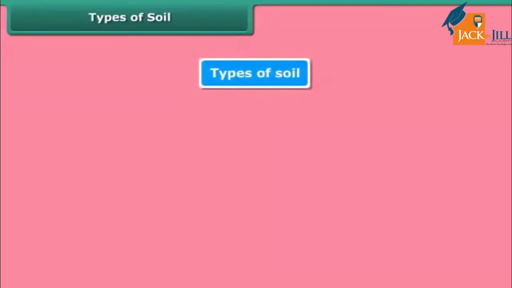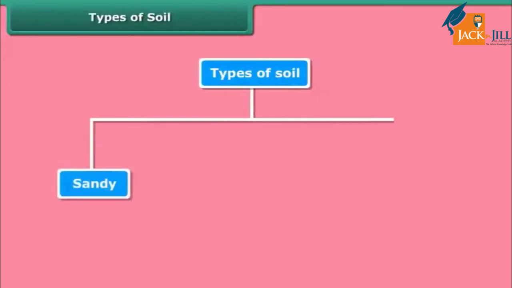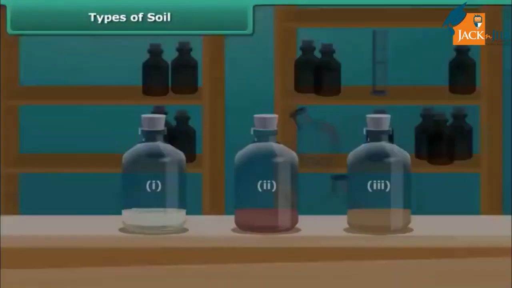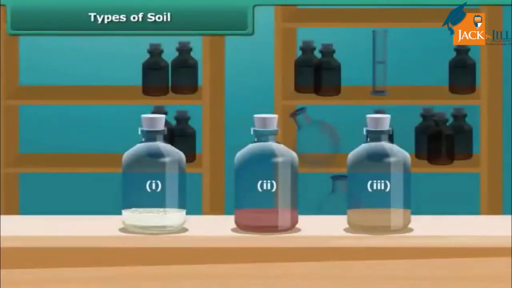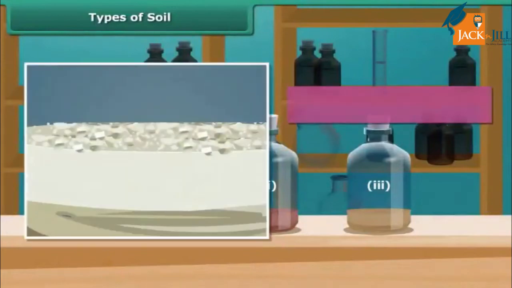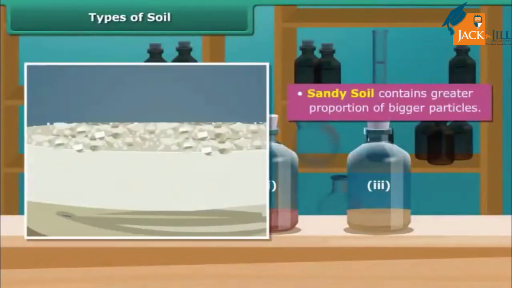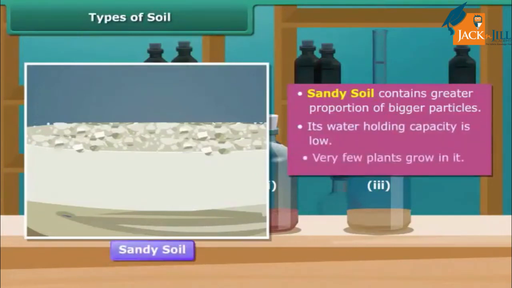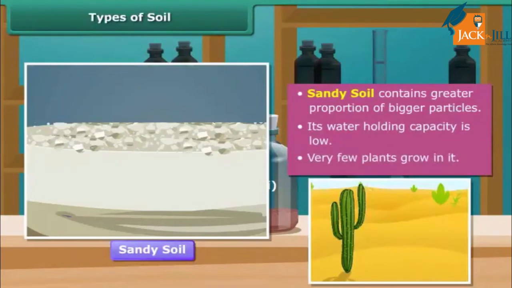Types of soil. There are basically 3 types of soil: sandy, clay, and loamy. Let's take 3 samples of soil and examine them one by one. We can see the first sample contains a greater portion of bigger particles. So this is a sandy soil. Its water holding capacity is low, therefore very few plants grow in it.